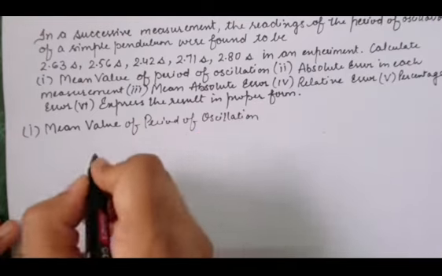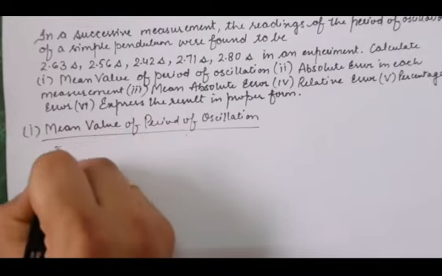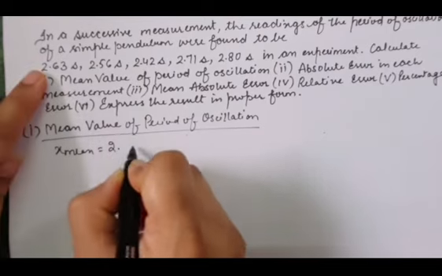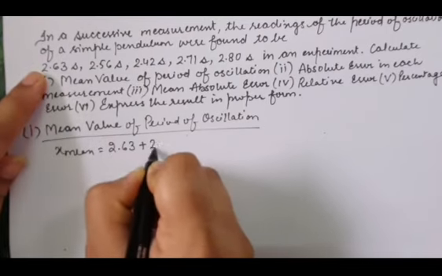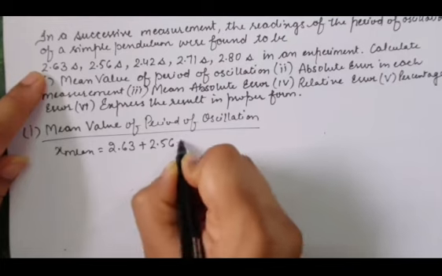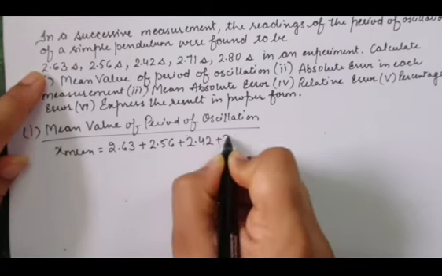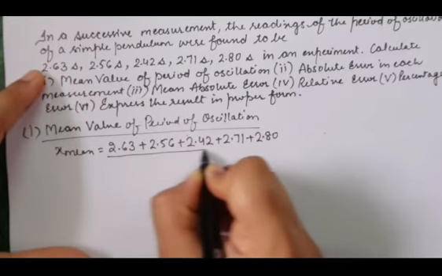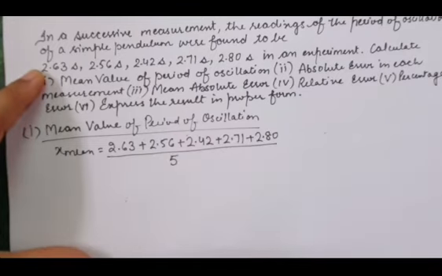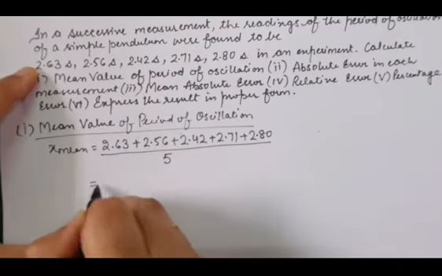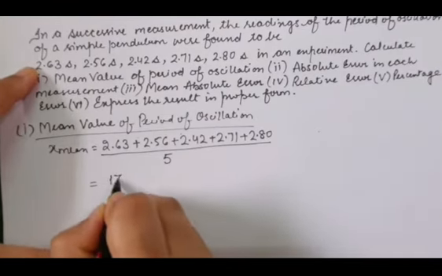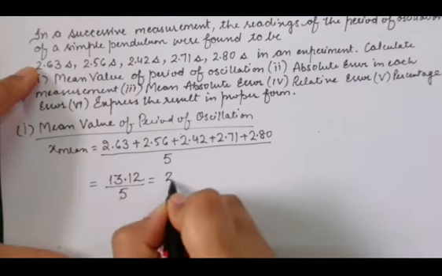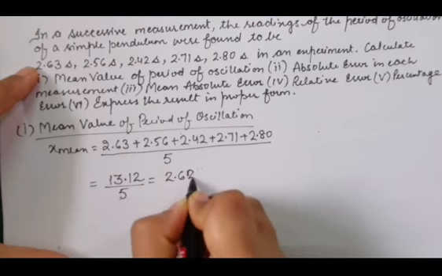So how will we calculate the mean value? By adding all these values. It's 2.63 plus 2.56 plus 2.42, 2.71 and 2.80. Now divide it by the number of readings. When you add all these values, it comes out to be 13.12. So dividing by 5, I'll get 2.624.